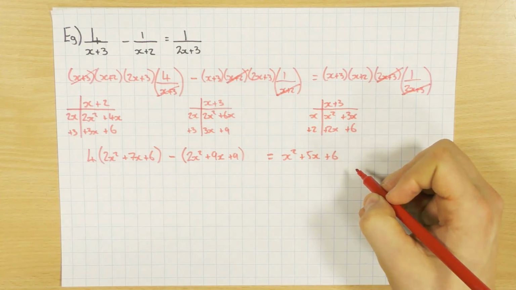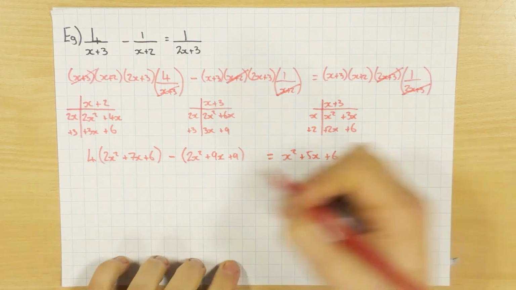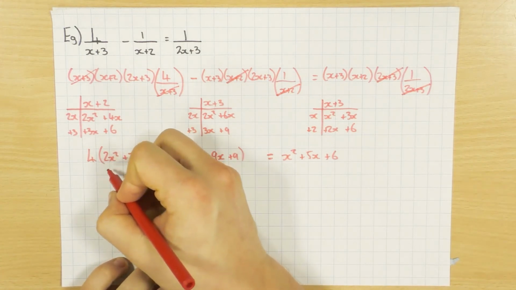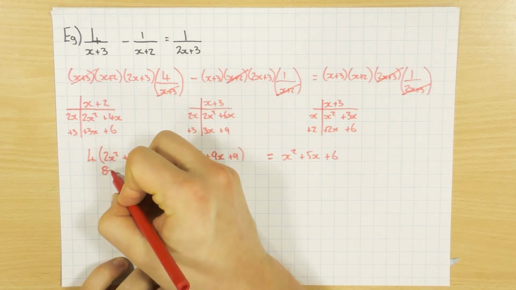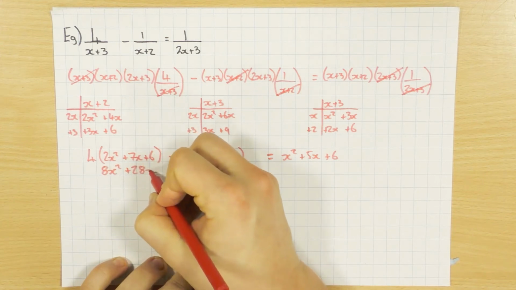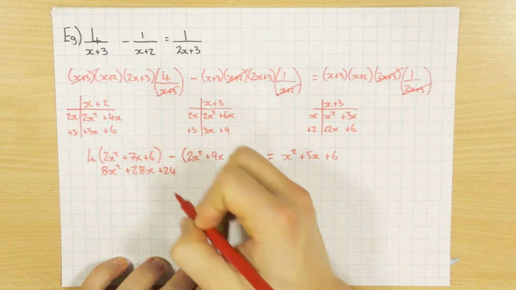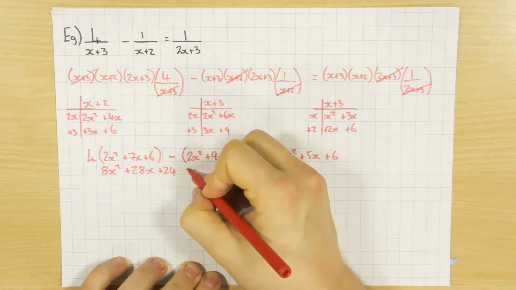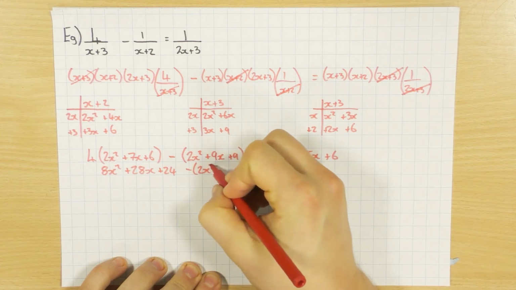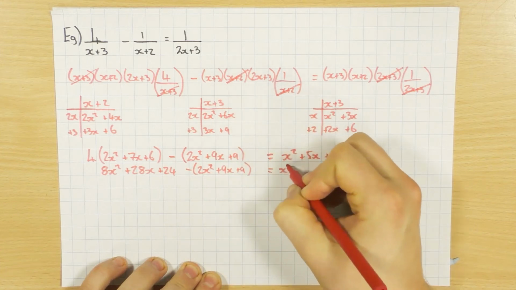Okay, so once you've got all of this, now I need to expand this bracket here. So 4 times 2x squared will be 8x squared. 4 times 7x is plus 28x. And 4 times 6 is plus 24. And then obviously then take away 2x squared plus the 9x plus 9, and then that equals the same thing.